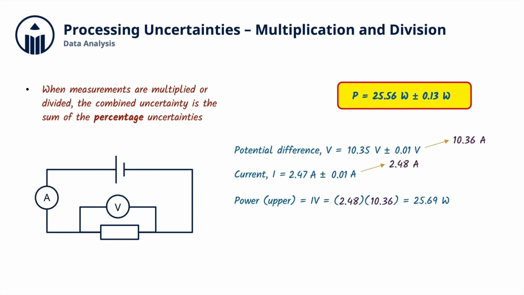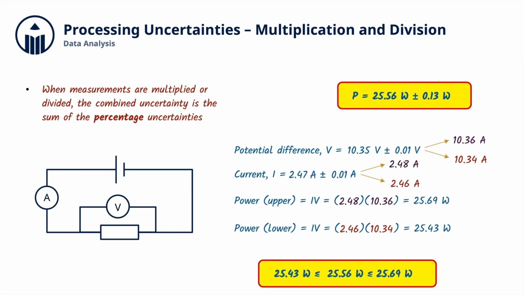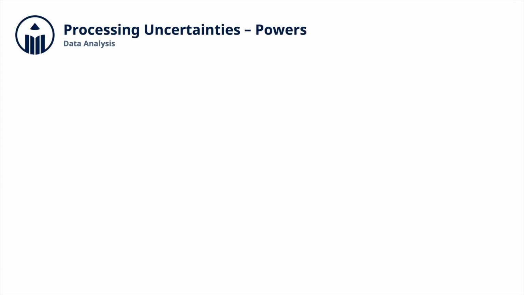This is 25.69 watts. Similarly, the lower limit of the power is the product of the lower limit of the potential difference and the lower limit of the current. This is 25.43 watts. So the power is realistically in between 25.69 watts and 25.43 watts. This is 25.56 watts plus or minus 0.13 watts, as the rule intended. Here's an example of values which are multiplied, divided, and raised to a power.